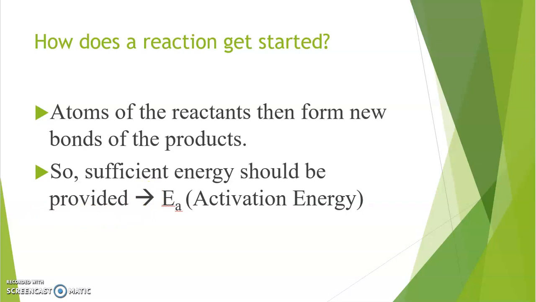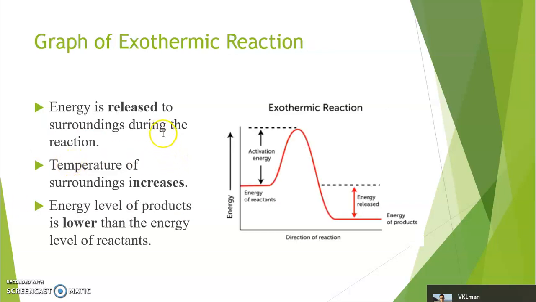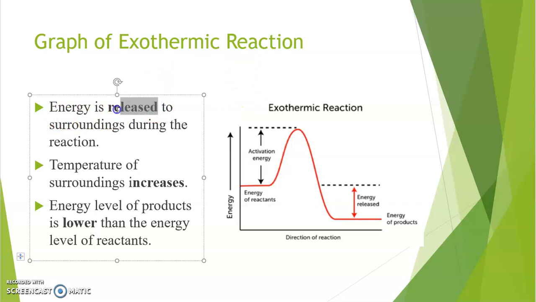Now, let's compare the two types of reactions that we already talked about, which are exothermic reactions and endothermic reactions. I want you to think about the difference between the two. I'm going to start with exothermic reactions. Energy is released to the surroundings outside the reaction, so the temperature of the surroundings increases.